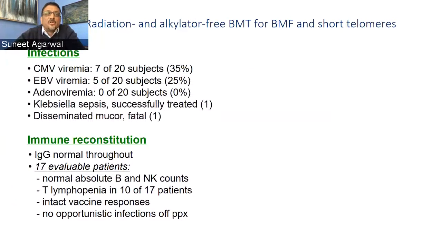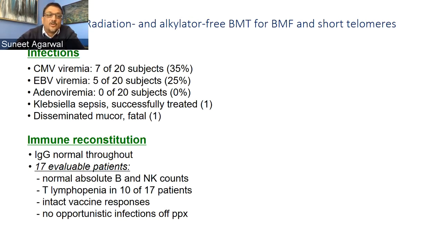In terms of immune reconstitution and infections, of course, with Campath, some viral reactivations are expected, and these were tracked in all patients. In patients with setups, 7 of 20 developed CMV viremia and 5 of 20 EBV viremia. There was 1 patient with a Klebsiella sepsis that was treated, and 1 patient with disseminated mucor. That was the patient I was describing with the secondary graft failure, and that was fatal.